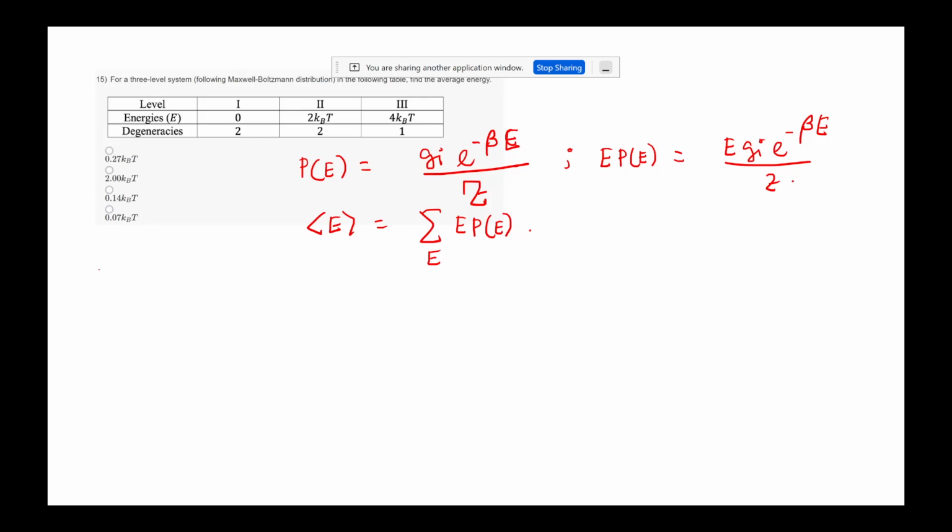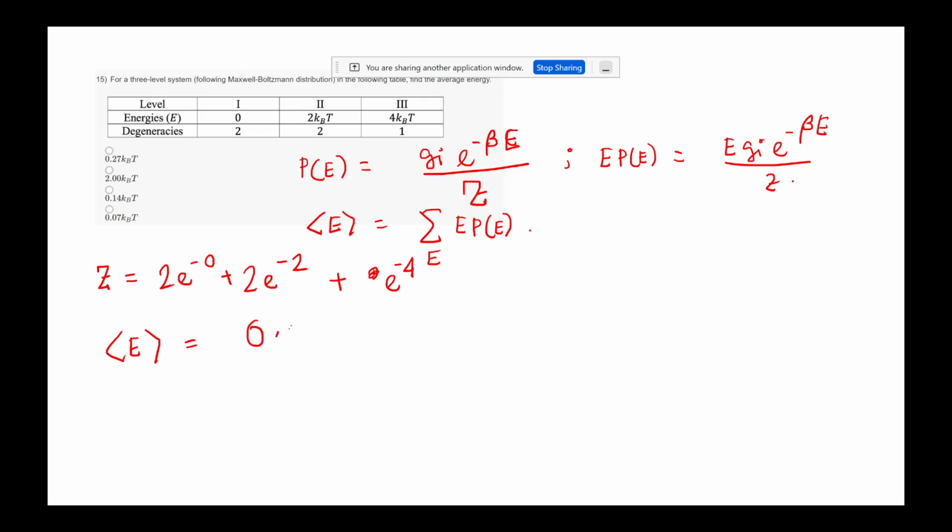So let's first get the partition function Z. Energy 0, so this is 2 e to the power minus 0, plus 2 e to the power minus 2 kBT by beta, means 2, plus e to the power minus 4 kBT by beta, means 4. This is Z.